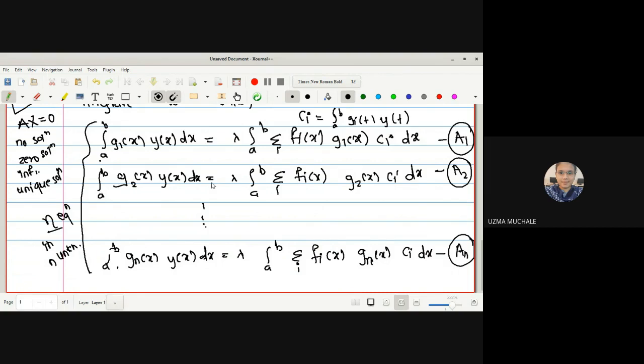Put it here. Here t and x are simply dummy variables, right? We can change these at any stage of an integration. So instead of g1 of x into y of x, we can have gi of t, y of t.